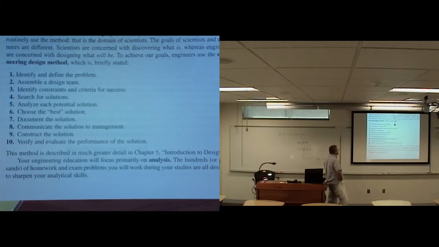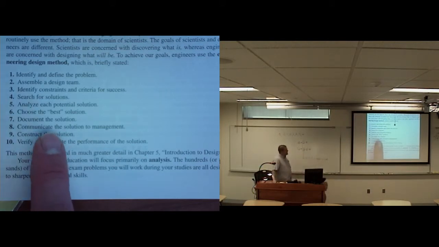And then you analyze each potential solution, again, part of the gathering information, but also kind of part of the putting together a design part. Choosing the best solution and documenting the solution are also part of that design conceptualization part. You're putting together your solution, you're starting to draw pictures of it, you're starting to include dimensions, materials, how you're going to do this, how you're going to do that, what you're going to use, whatever.